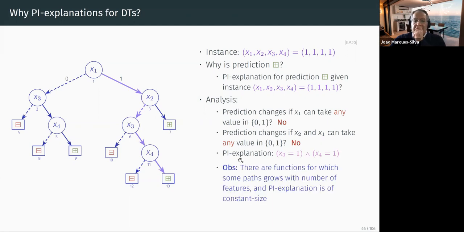So what we actually proved recently is that there are functions for which the path can grow with the number of features, as in this case, and the PI explanation has constant size. You could say, oh, but this is a concocted function. In general, this is not the case. I'll show results that it actually sometimes happens, actually quite often.